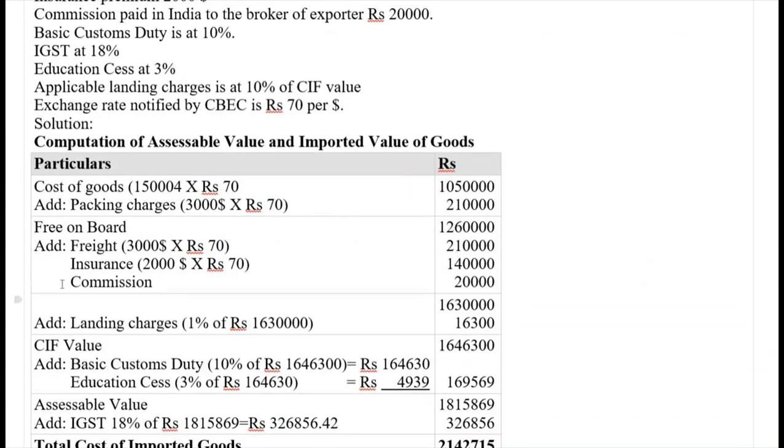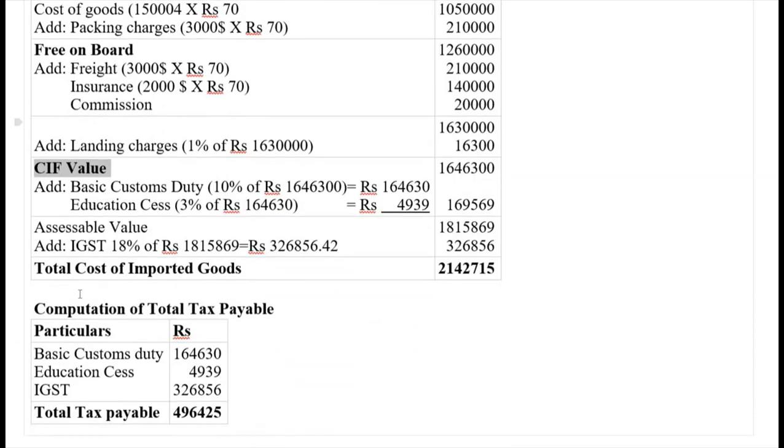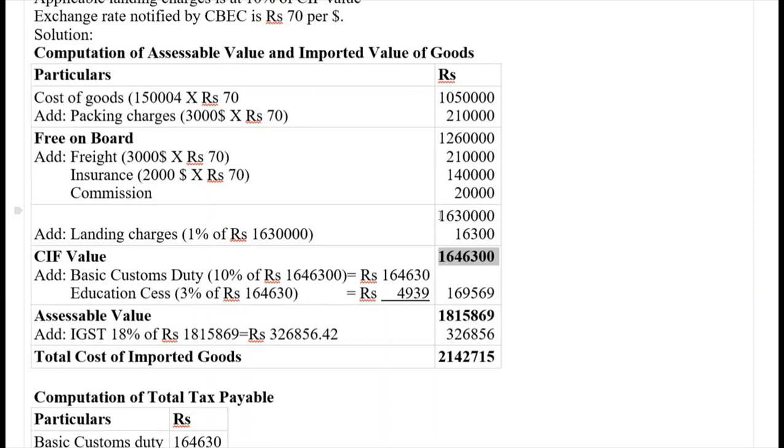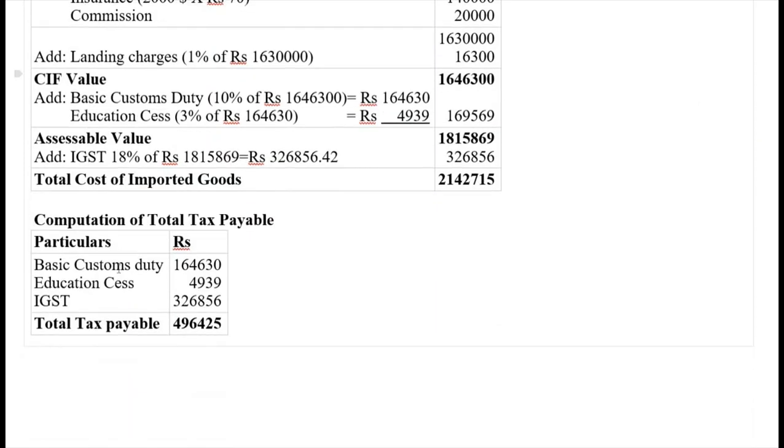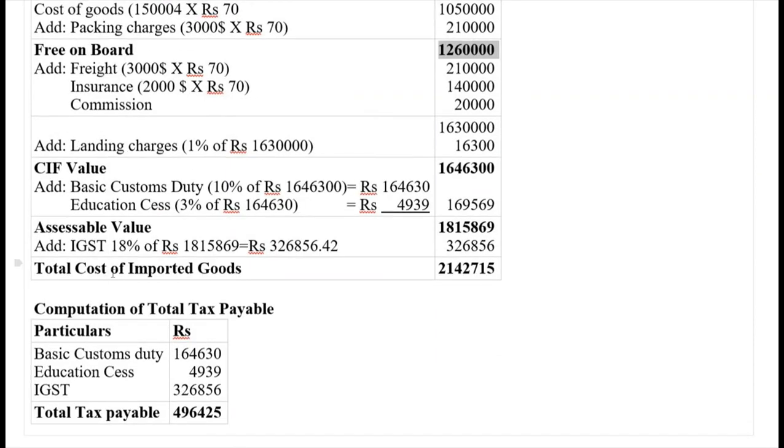Let me make the board here. So this is free on board, then this is CIF value, then assessable value, which can be distinctively shown here. So this is how we need to calculate the imported value of goods. Thank you.